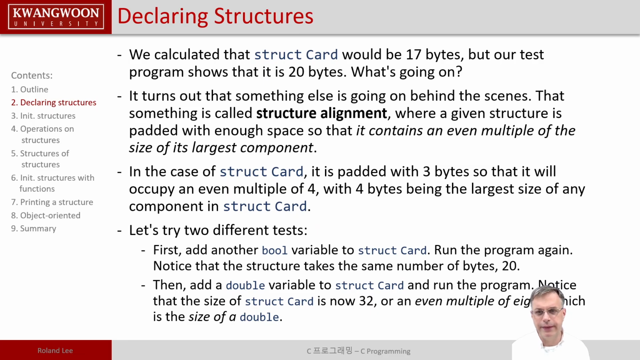Good. Then note that we use the type as a parameter of sizeof to print the result of size. We got that part too, and actually we created our card.c file and we saw the results as well. Now finally we calculated that struct card would be 17 bytes, but our test program shows that it is 20 bytes. What's going on? Let's see that again.